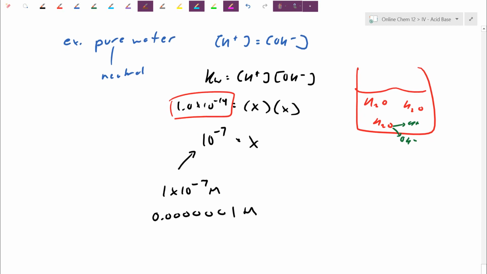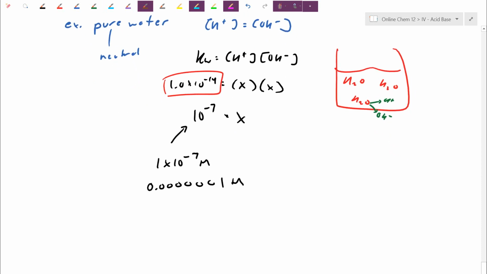Okay. Let's say what I do here now is I take that water here. Right now we're at 25 degrees. Let's heat this water.